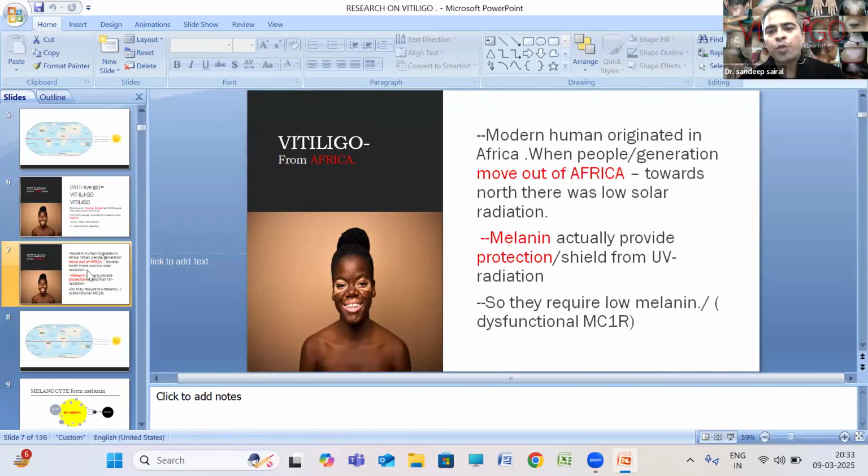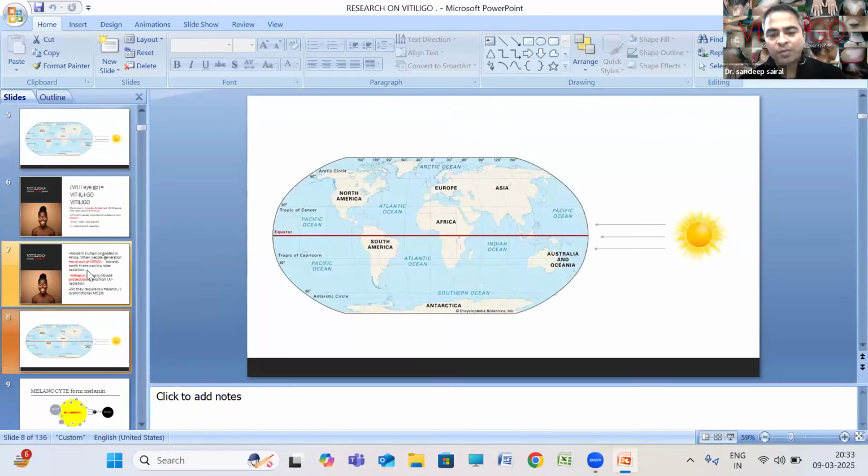According to a theory, modern humans originated in Africa and then migrated towards the poles. So Africa is on the equator side, so they have more sunlight, so they need more protection. Melanin will be there more, more sunlight, more melanin, and the more dusky complexion they will have. Similar to what I have told you earlier.